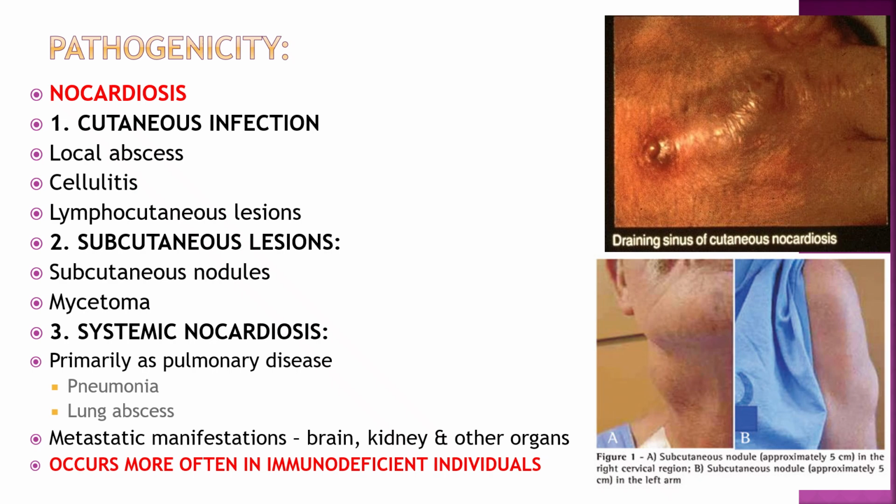Pathogenicity: it causes nocardiosis. There are three types of infections: cutaneous, subcutaneous and systemic. In cutaneous infection, there is local abscess, cellulitis, lymphocutaneous lesions. Subcutaneous: nodules and mycetoma. Systemic: pulmonary disease, pneumonia, lung abscess, and metastatic manifestations, with brain, kidney and other organs involved, and more common in immunodeficient individuals.